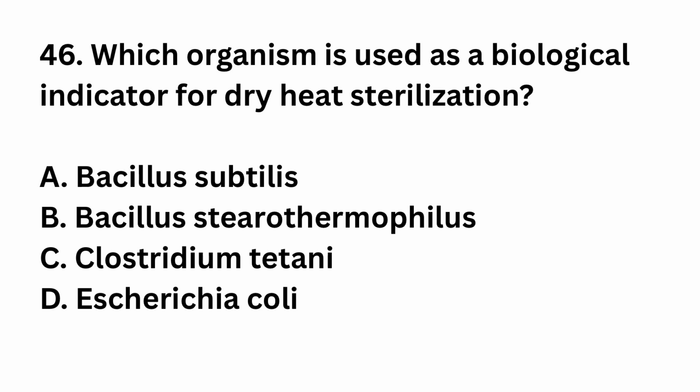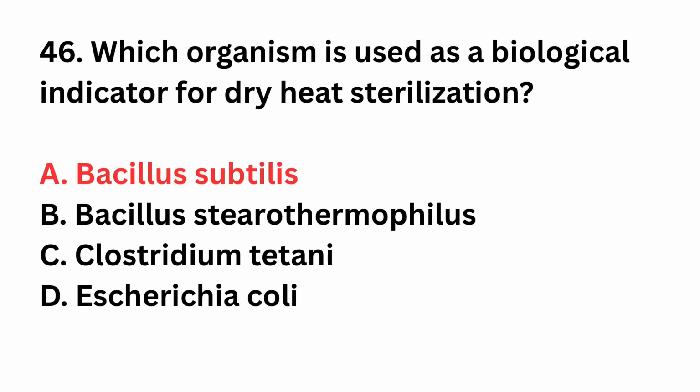Question number 46. Which organism is used as a biological indicator for dry heat sterilization? Bacillus subtilis, Bacillus stearothermophilus, Clostridium tetani, Escherichia coli. The right answer is option A, Bacillus subtilis. Bacillus subtilis spores are used for dry heat monitoring.